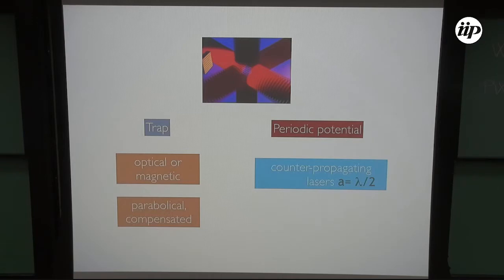Here we have heard about, so I think the pointer is not working, but anyway, doesn't matter.